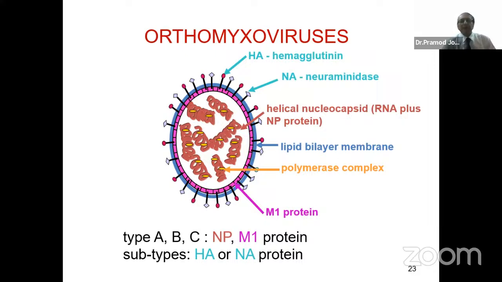So they are classified as orthomyxoviruses. As you can see, HA is hemagglutinin, NA is neuraminidase, and you can see that in the outer part these two proteins are present, and it's an RNA virus. Remember, all these RNA viruses are very naughty. Why naughty? Because they change their structure every year. So the scientists are running around.